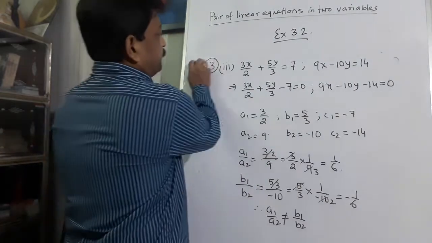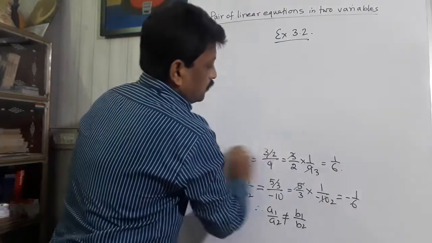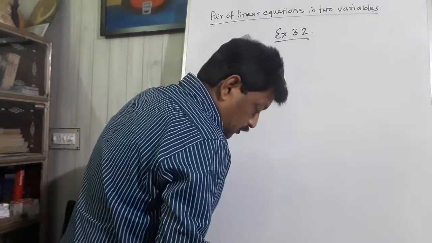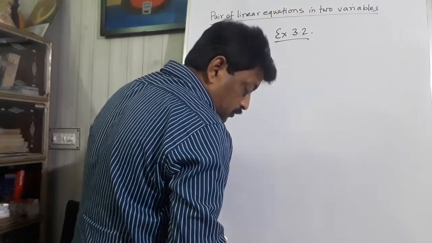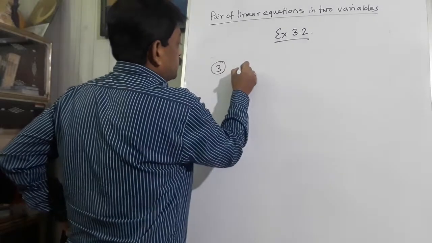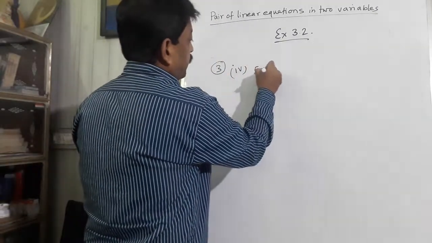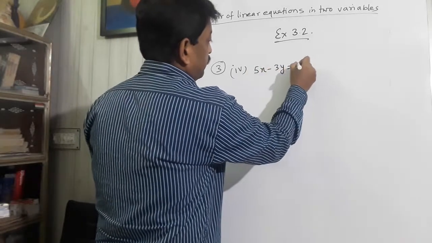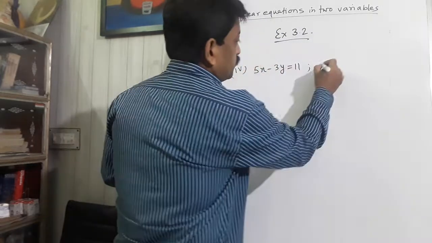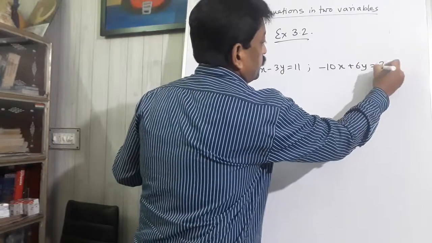Okay, the last one. One more sum to wrap up today's session. I'm doing Roman 4 of question number 3. That is 5x minus 3y equals 11, and minus 10x plus 6y equals 22.